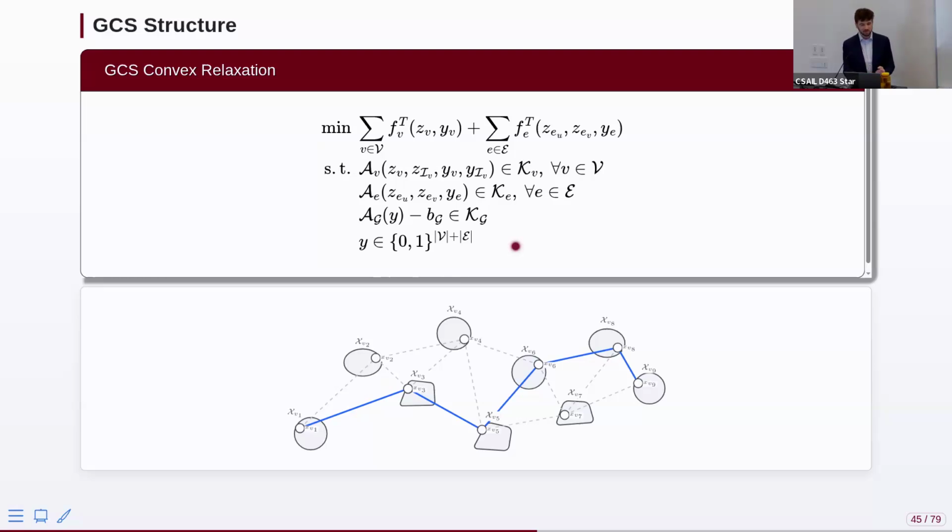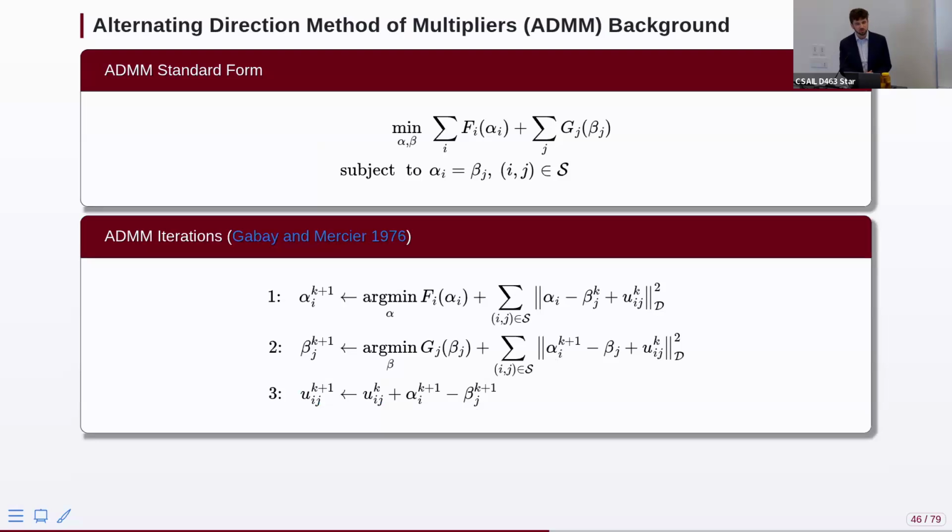The classic algorithm for doing this in convex optimization is what's known as ADMM. ADMM is an algorithm for solving convex optimization programs that are presented in a very particular form, which is: minimize some convex function F over some alphas, minimize some convex function G over some betas.